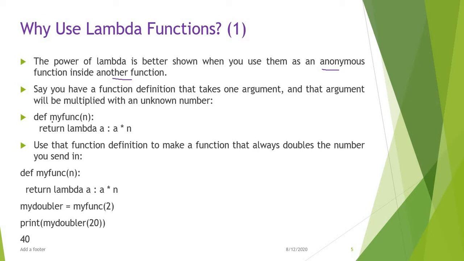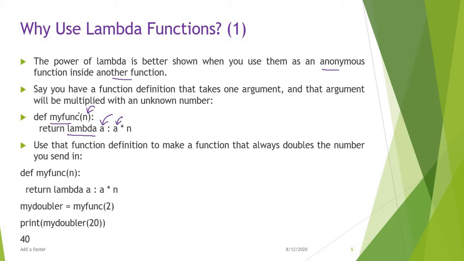For example, I have some function, my function, which is a user defined function. It takes n as the input argument. Within that you can see I'm using a lambda function. For this lambda function, a is the input. The expression is a star n, where n is some unknown number which I am getting through this my function command.